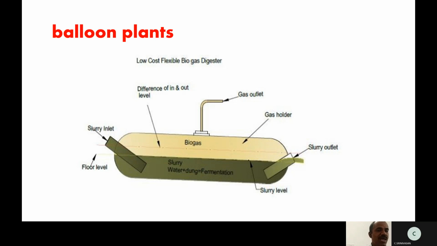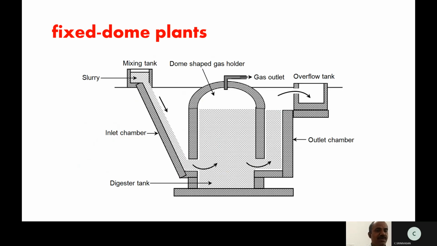This one is the fixed dome plant. It is a concrete plant. Economically, its cost is very low, but it produces gas very efficiently. It has a dome-shaped gas holder, mixing tank, digester tank, inlet chamber, and outlet chamber. This is the overflow tank, and this is the gas outlet. The concept is that both of them do the same work.